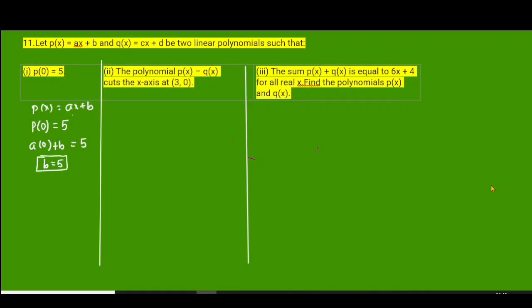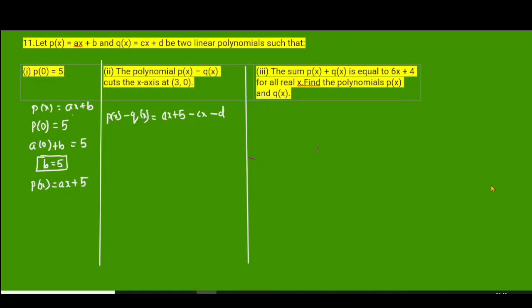Then next one. So what is our original polynomial? If b is 5, then P of x is equal to ax plus 5. Second subdivision, P of x minus q of x cuts the x-axis at (3, 0), which means x is equal to 3 and y is 0. So find first P of x minus q of x. P of x is nothing but ax plus 5, q of x is cx plus d, so minus cx minus d.